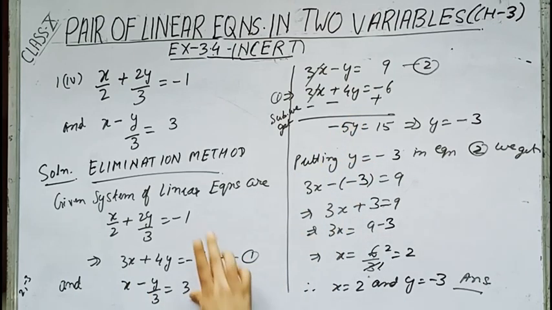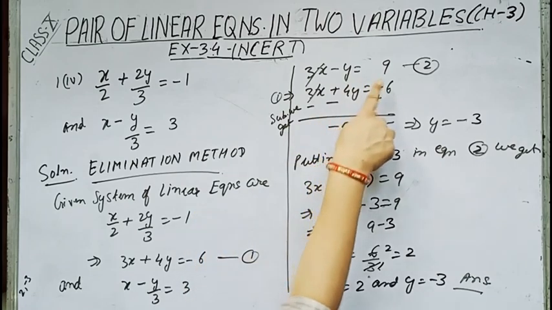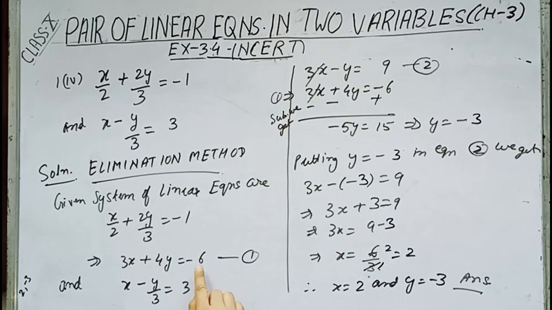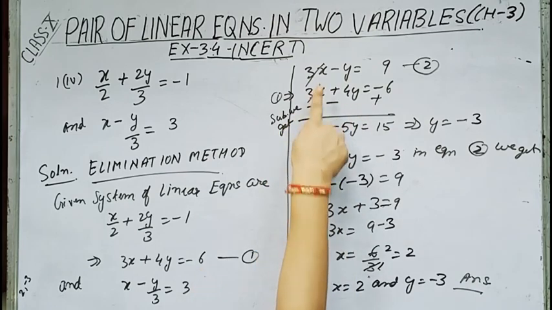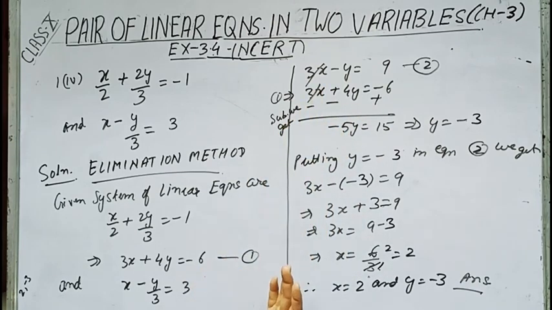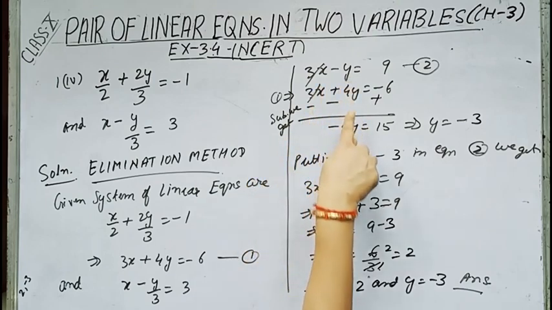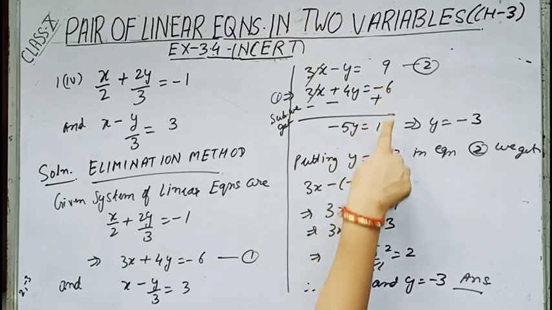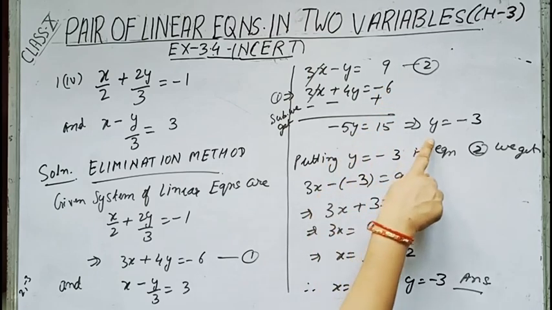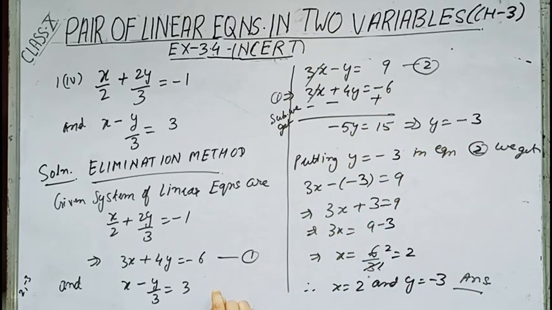So we have got two equations, these two. Sorry, this one and this one. 3x minus y equals 9. Now this one written over here. Now the coefficient of x is the same, so we can directly subtract. So subtracting, we get these two cancelled. Minus 1, minus 4, minus 5. And 9 plus 6 is 15. So y will be equal to 15 by minus 5, that is minus 3.